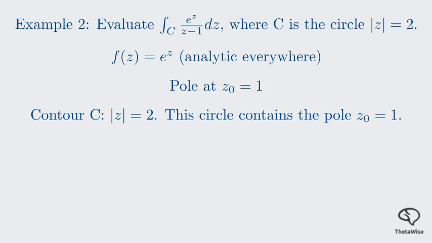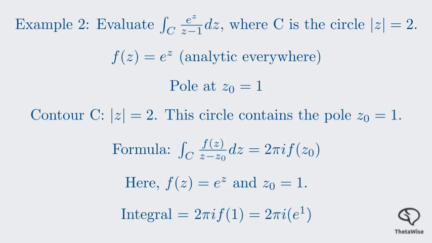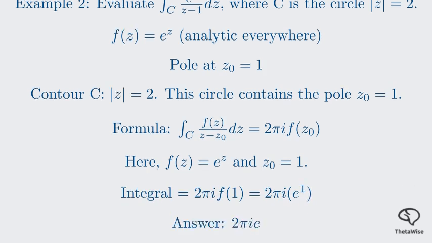Now we can just plug the values into the formula. The formula says the integral is 2 pi i times f at the pole, z0, which is 1. So we need to evaluate f of 1. Since f of z is e to the z, f of 1 is e to the power of 1, which is just e. And that's it. The answer is 2 pi i e. We didn't have to parameterize the contour or do any messy real integration. We just used this powerful formula.